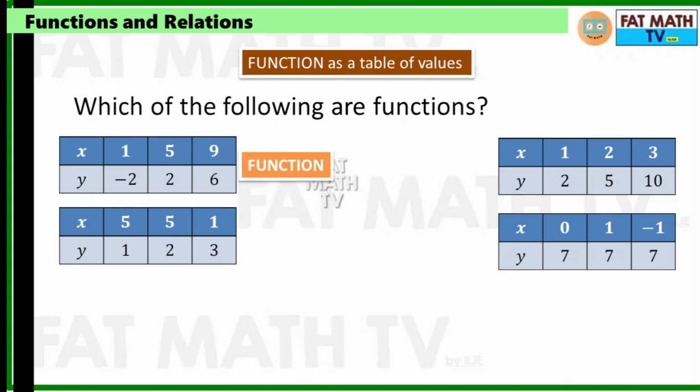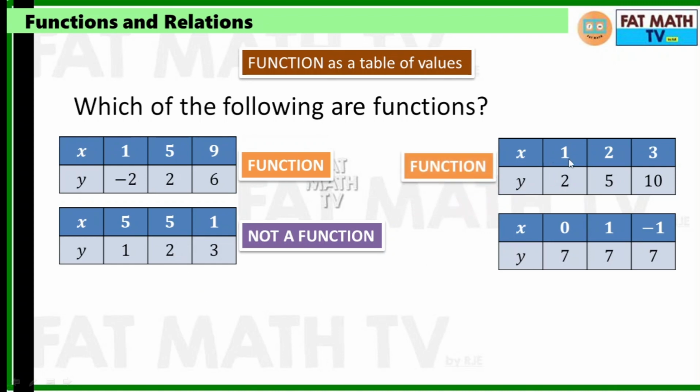So the first one is a function since each x is paired to only one y. The second one here is not a function because the 5 in x is paired to 1 and at the same time is also paired to 2. And the third one is a function because 1 has only one pair, 2 has only one pair, and 3 has only one pair. And the last one is still a function because you have to check if 0, 1, negative 1 are paired to only one value. Yes, 0 is only paired to 7, 1 is paired to 7, and negative 1 is also paired to 7. So we have here 3 functions and 1 relation which is not a function.